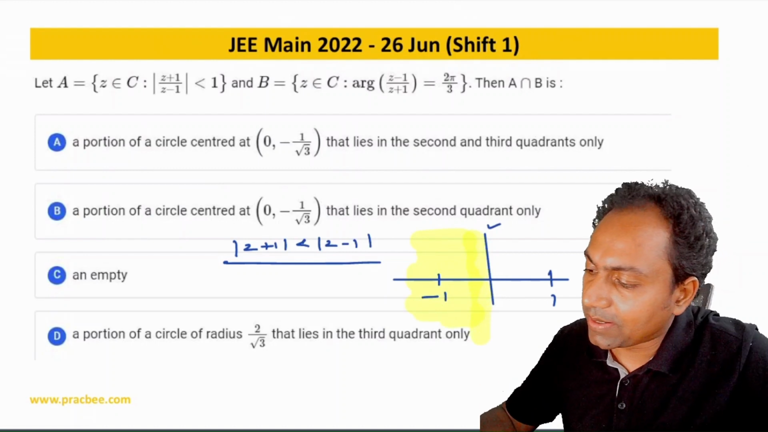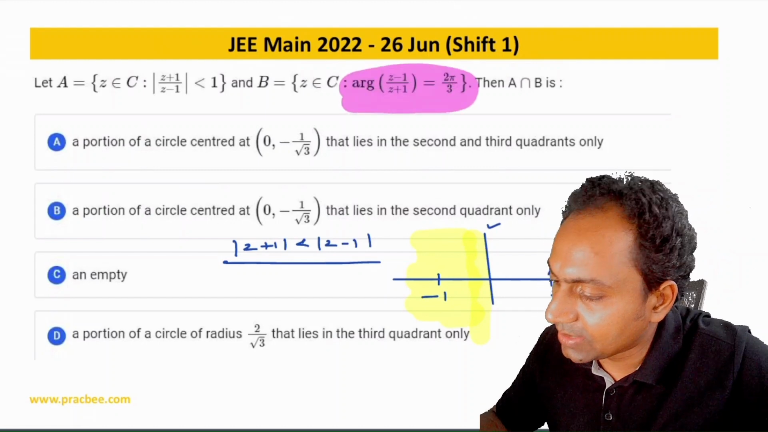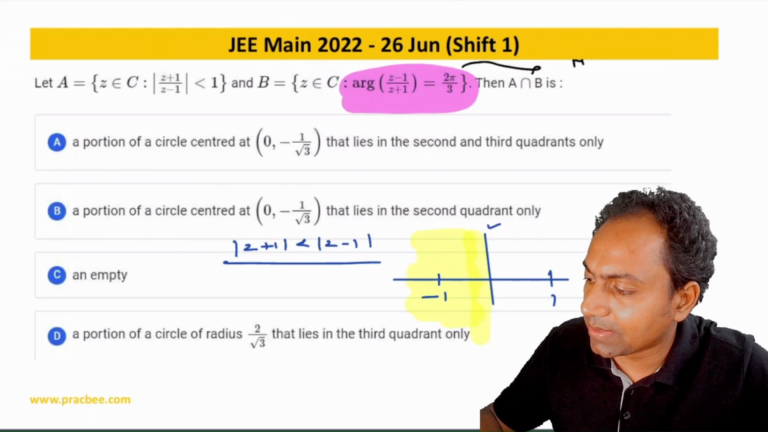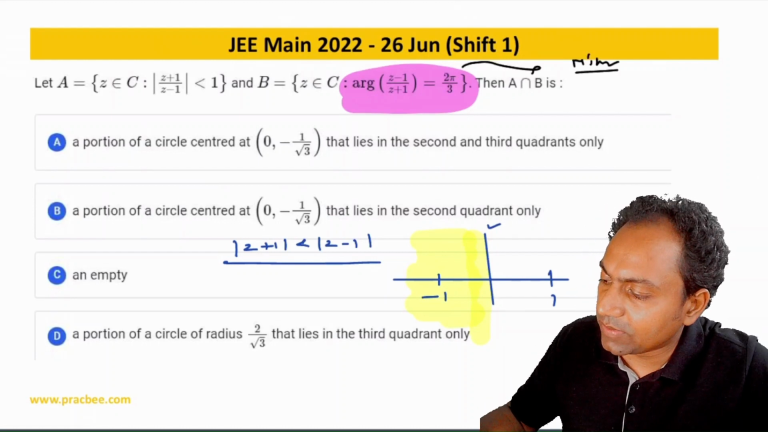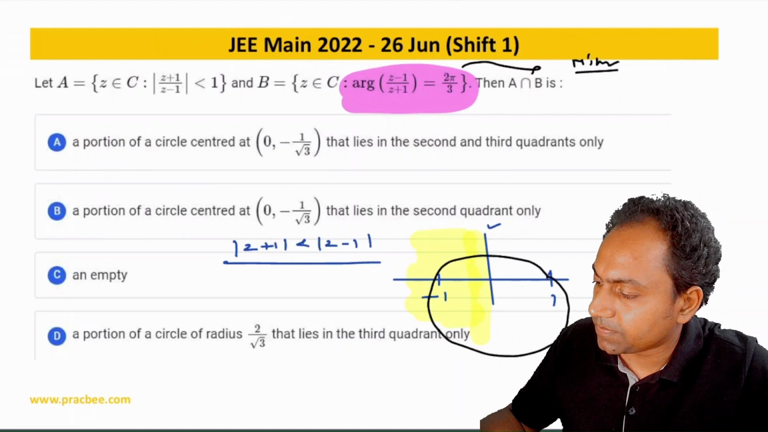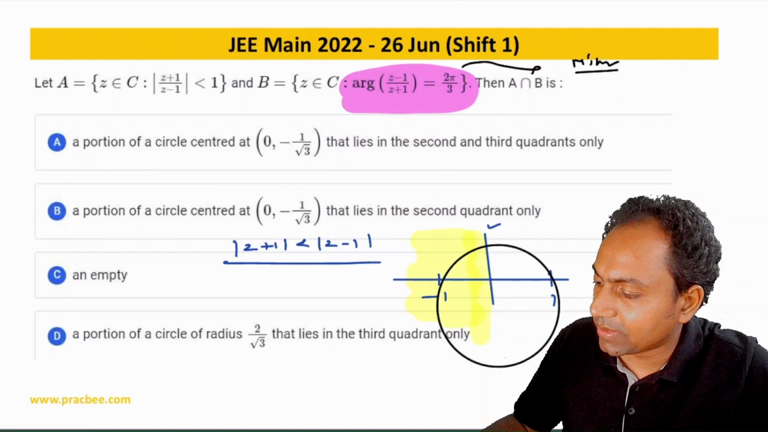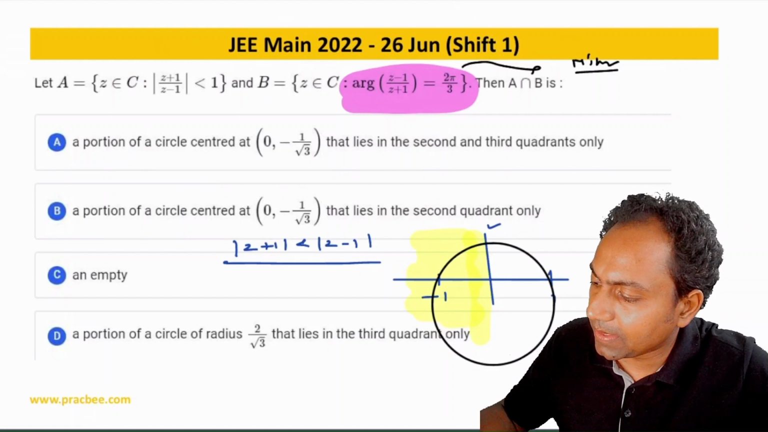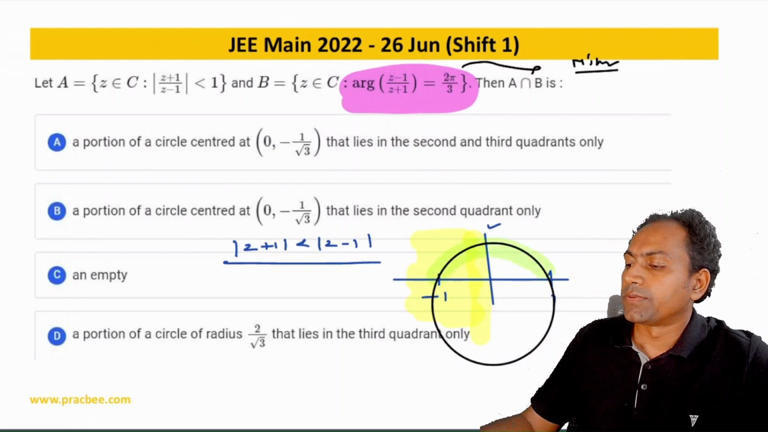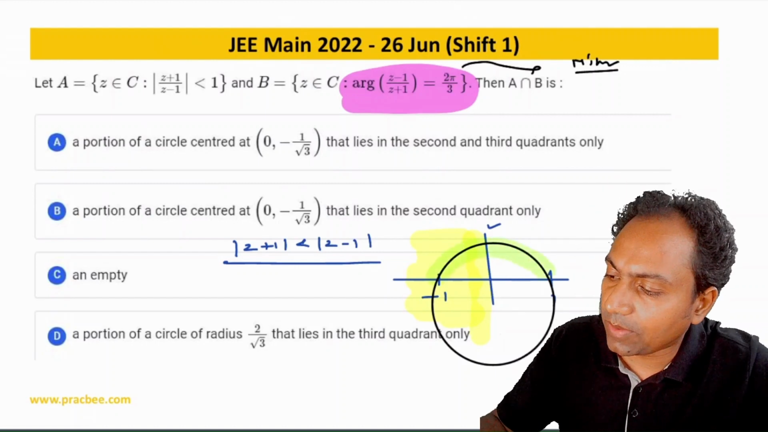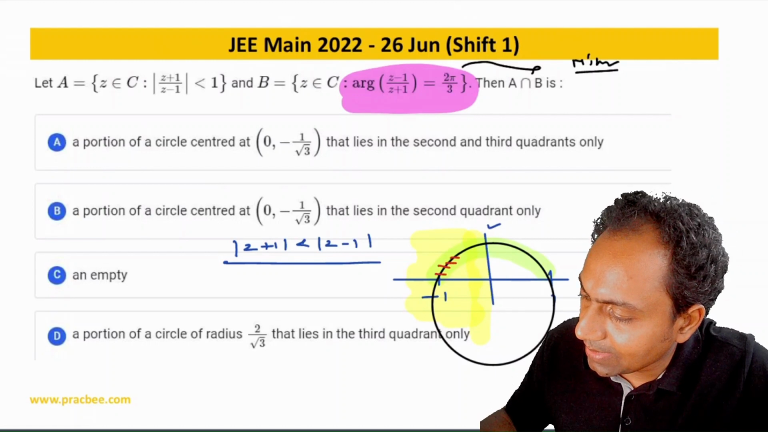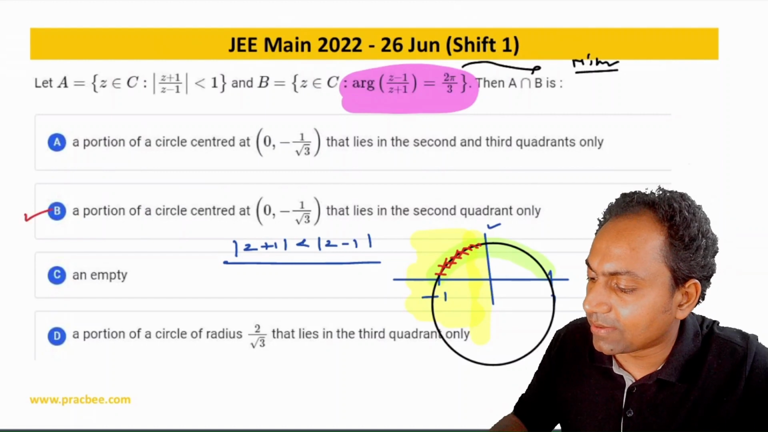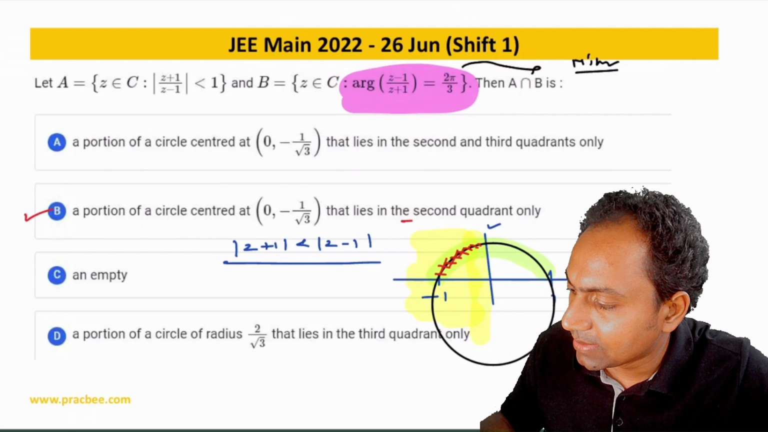Now if I look into the next part, it says argument of z minus 1. If you look into this locus, we already know that this is a locus of a minor arc. So now this minor arc, if I draw, is going to look something like this. This is the minor arc, and the portion that we need to consider is the portion that is here, the smaller portion. So now if you draw both of these, you can see the common intersection of both of these is coming in the second quadrant. So our answer becomes a portion of the circle centered at (0, minus 1 by root 3) that lies in the second quadrant only.